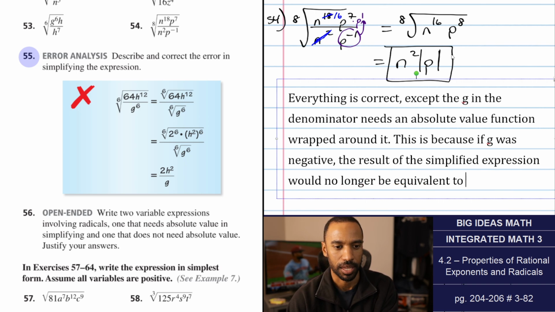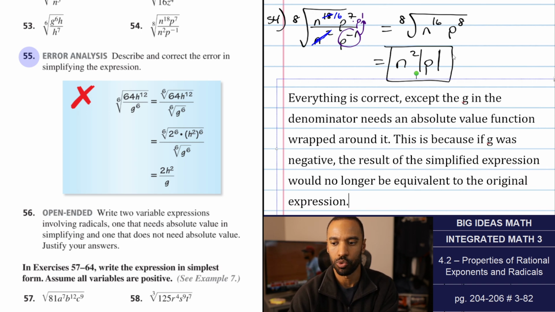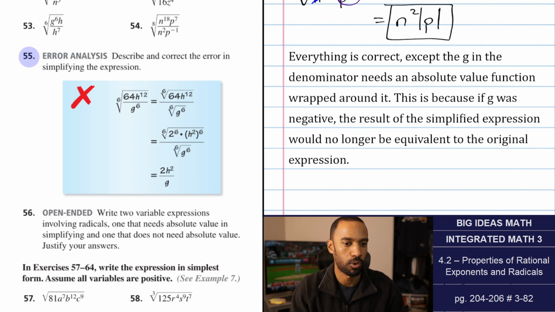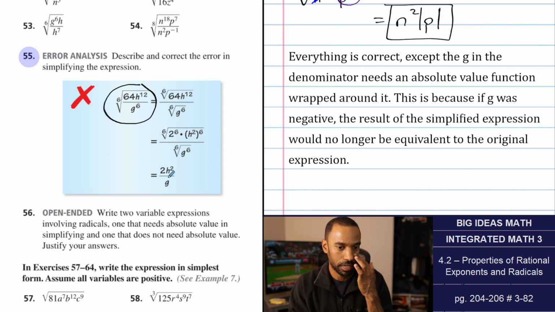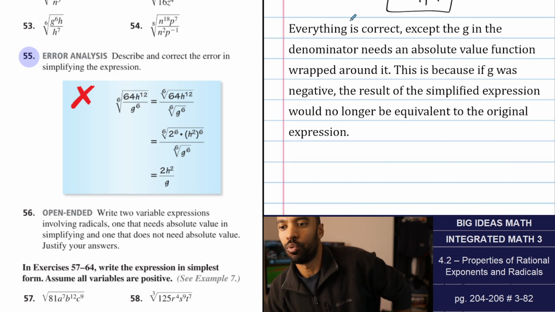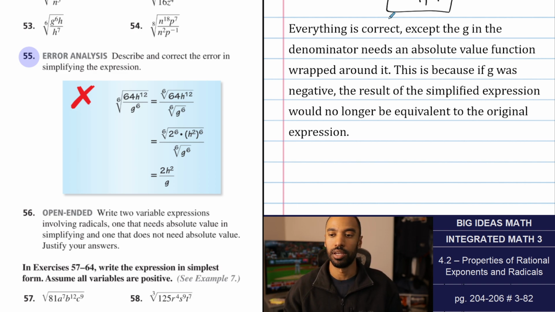And I want to remind you about that. If g is negative in the original expression, when you raise it to the even power, it turns positive. So no matter what I plug in for h and g, this is always going to be a positive result. If I plug in that same negative g down here, suddenly it's a negative result. What if I plug in negative 2 for g and 1 for h? This becomes 2 over negative 2, which is negative 1, and the original would become 2 over 2, which is positive 1. That's not equivalent. It would be equivalent if you put an absolute value around it.